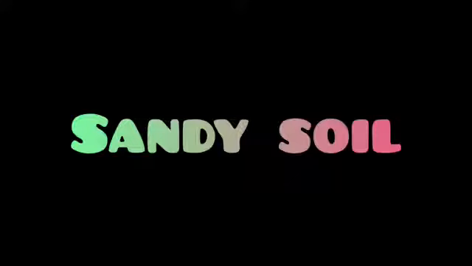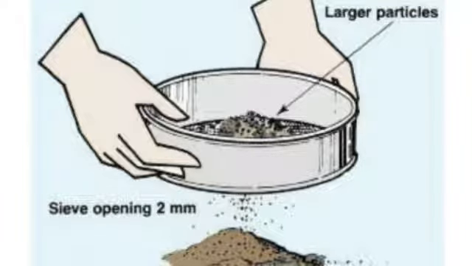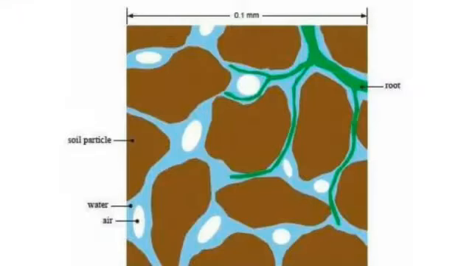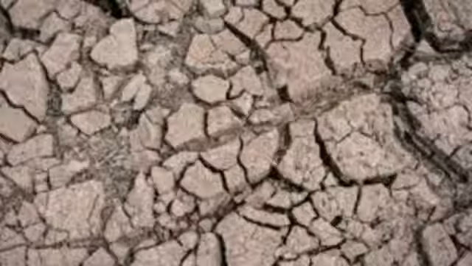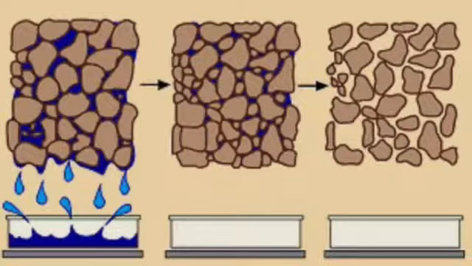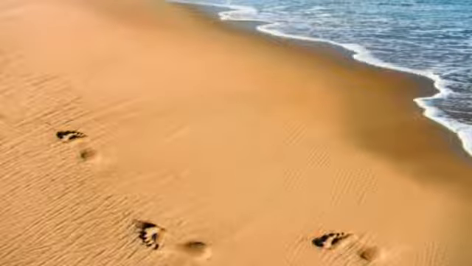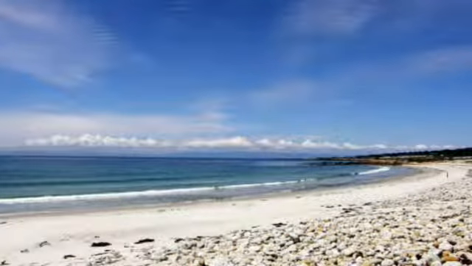The sandy soil is grayish brown in color. It has large soil particles which have a size of approximately 2 mm. The large soil particles allow air and water to pass through. This soil cannot hold water in it. This type of soil is found on the beaches and river banks.